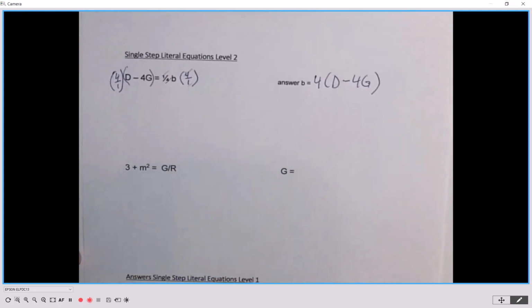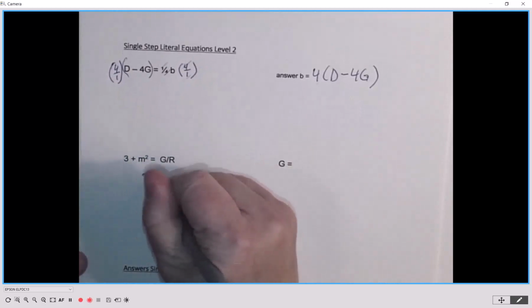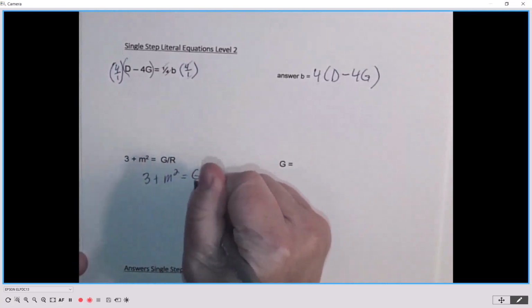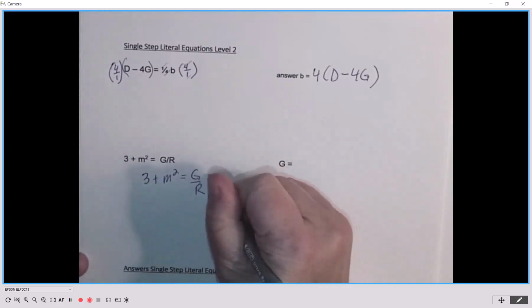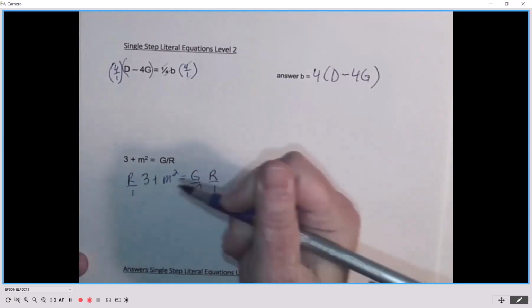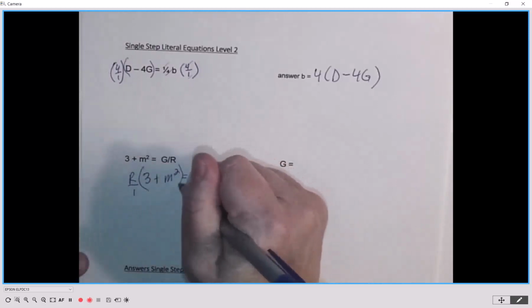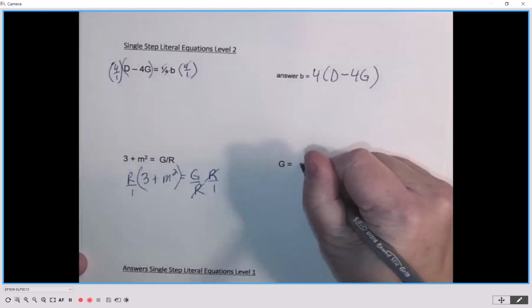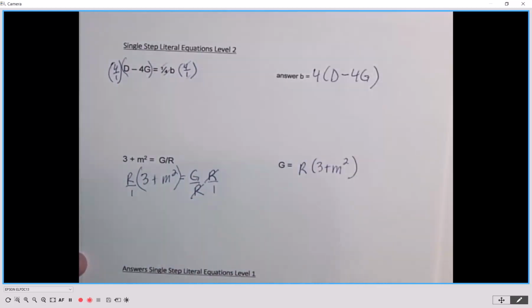All right, let's take a look at the next one where I'm trying to determine g. So right now this is 3 plus m squared equals g over r. Remember, that means divide. And if I want to isolate the g, for me to get rid of that, I'm going to have to multiply it by r. So I'm going to have to do the same thing over here in order to cancel those out. But I'm multiplying everything by r on this side, so g is equal to r times 3 plus m squared. And that's the answer for that one.